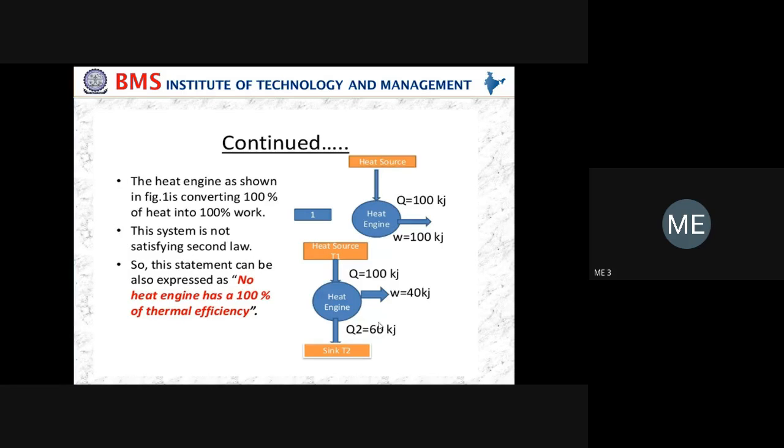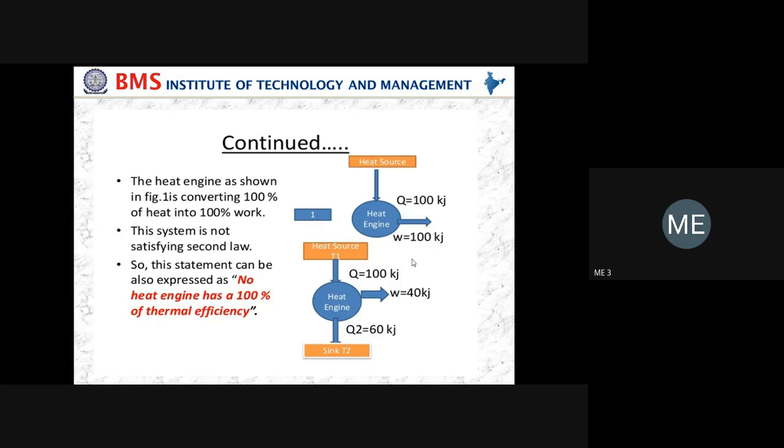Remember, the Kelvin-Planck statement is mainly related to the heat engine, and the Clausius statement is related to the heat pump and refrigeration. Okay, so we have two statements. Kelvin-Planck is mainly related to the heat engine. In order to operate a heat engine, we should have two temperature sources. No heat engine has 100 percent thermal efficiency. There will always be losses, so the efficiency of any engine is less than 100 percent. That is the meaning of the Kelvin-Planck statement.